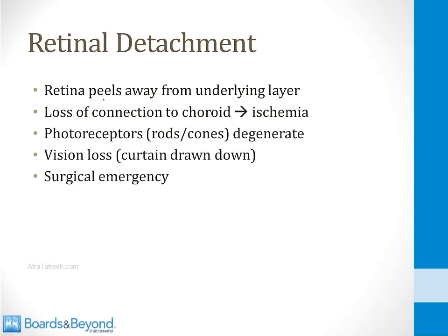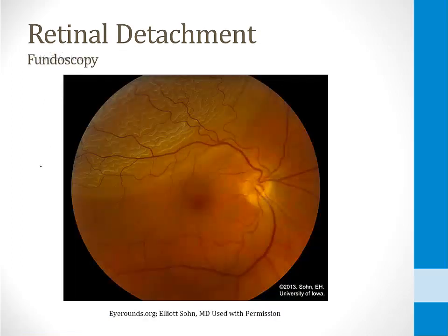Retinal detachment occurs when the retina peels away from the underlying choroid layer. And remember what I told you before, the choroid is the vascular supply to the retina. So when the retina loses its connection to the choroid, that can lead to ischemia. The photoreceptors like the rods and cones can degenerate, and this leads to vision loss, which is classically described as a curtain being drawn down over the eye. Retinal detachment is a surgical emergency because if vision is going to be restored, the retina has to be reattached in a timely manner. This is a fundoscopic image of a retinal detachment. If you look in the upper left of the image, you can see that the retina is folded on itself. It looks like crinkled paper.